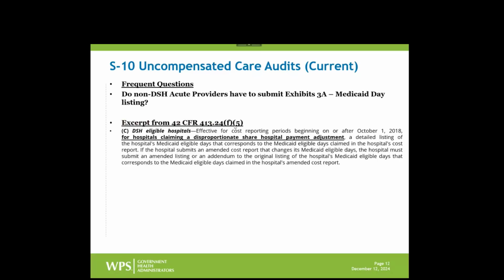But if we go to the regulation, again, which came from the Federal Register that we just looked at a bit ago, it very clearly says for hospitals claiming a DSH payment adjustment, they need to submit the detailed listing. So that is the verbiage we need. Usually the policy gives us more detail than the regulation. Here it's the exact opposite, but it's certainly plenty to tell us that if you don't report DSH at that point, you do not need to submit an Exhibit 3A.